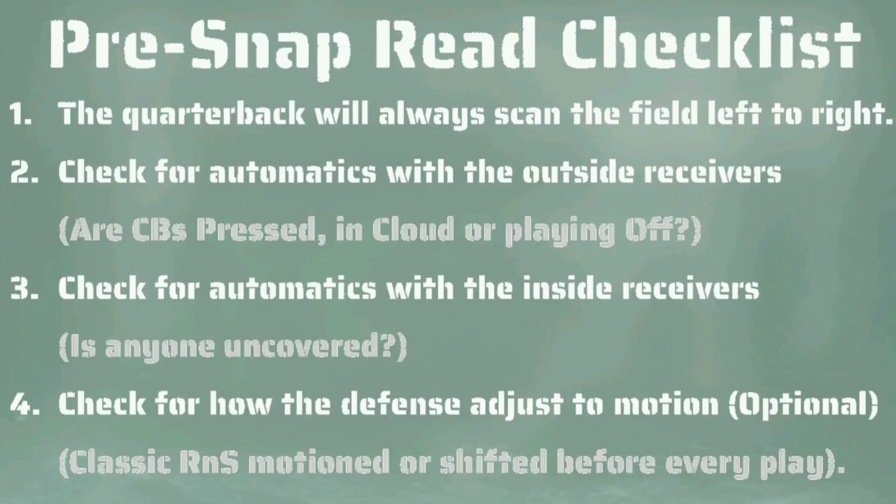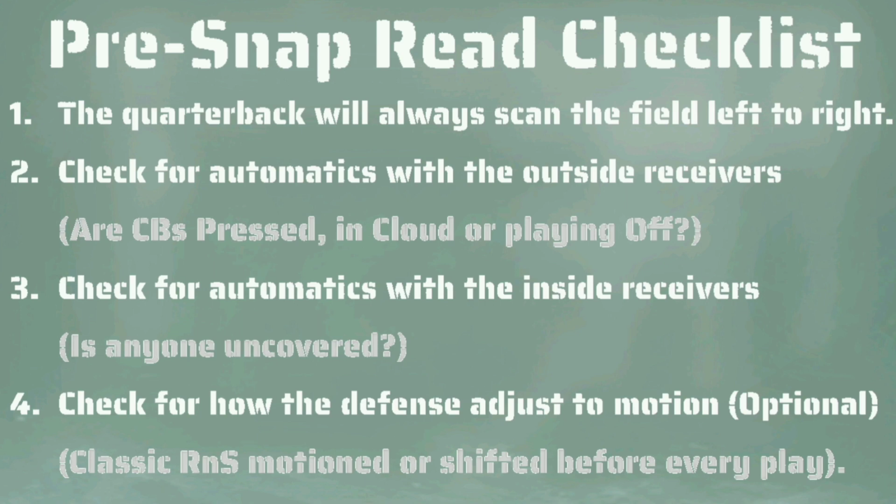Today we're going to be talking about our pre-snap read checklist for the run and shoot offense, although it can be applied to other offenses as well. Number 1, the quarterback will always scan the field from left to right. Number 2, check for automatics with the outside receivers.